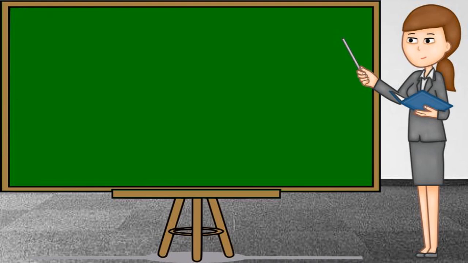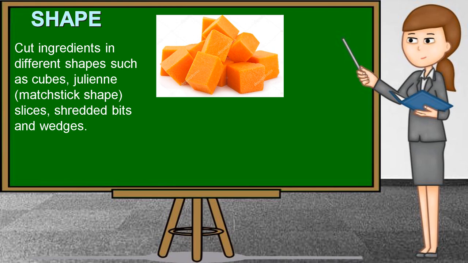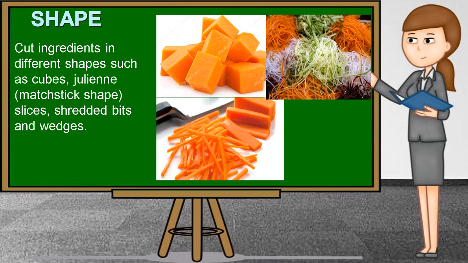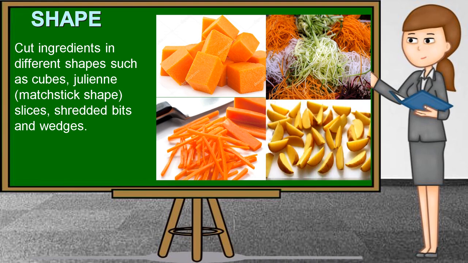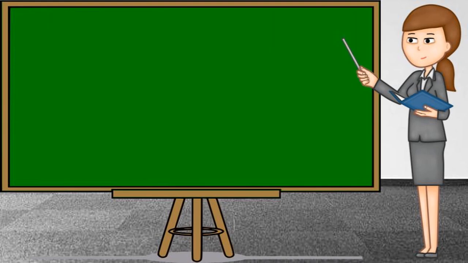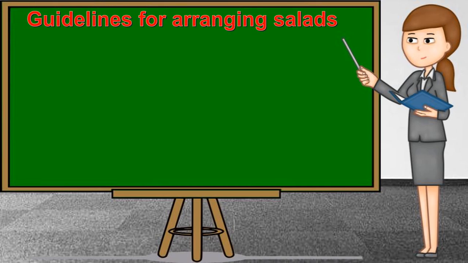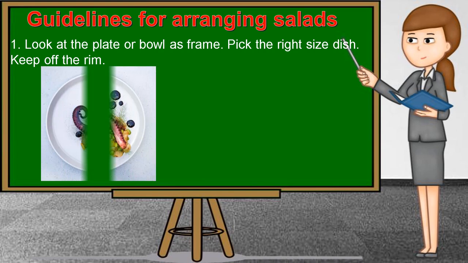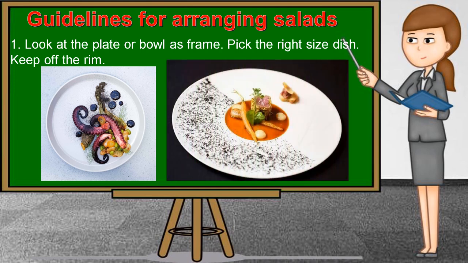Lastly, the final factor to consider in salad preparation is shape. Cut the ingredients in different shapes, such as cubes, julienne or matchstick shape, or slices, shredded bits, and wedges. And now let us explore the guidelines for arranging salads. The first one is, look at the plate or bowl as a frame, pick the right size dish, and keep the salad off the rim. I have here an example of the plate or bowl as your frame.